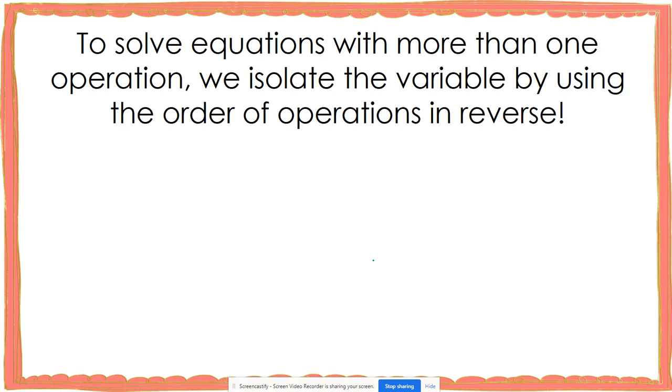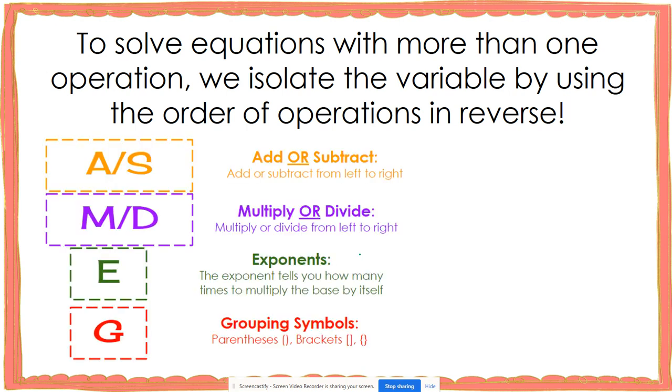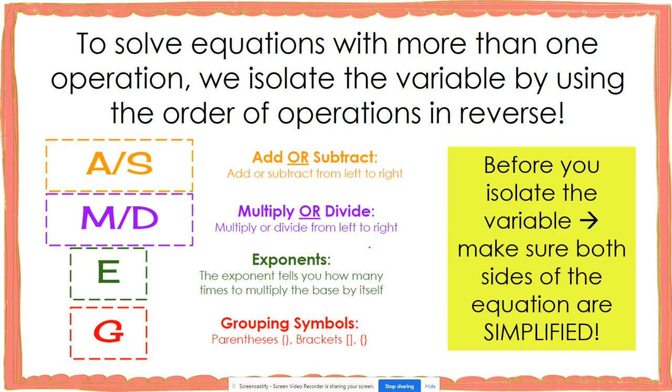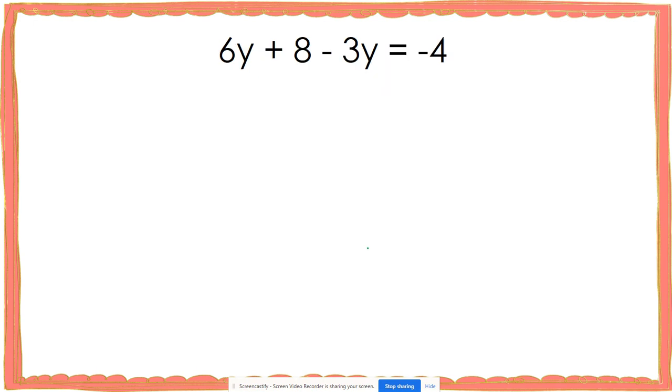Just like solving two-step equations, when we solve multi-step equations, we have to make sure that we use the order of operations in reverse when we try to isolate our variable. What we also need to remember is that before we can isolate our variable, we have to make sure that both sides of our equation are simplified. So until both sides of my equation are in simplest form, I can't start moving things from one side to the other. So let's look at an example.